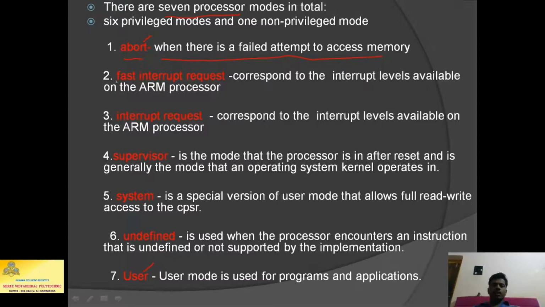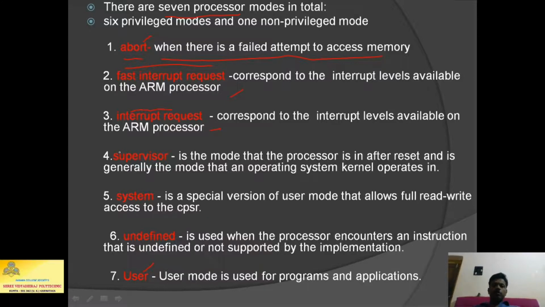Next we have fast interrupt request. FIQ is generally the shortcut, we call it FIQ, fast interrupt request. It corresponds to the interrupt levels available on the ARM processor. The third mode, interrupt request, also corresponds to the same interrupt level available on the ARM. The fast interrupt request and interrupt request almost have the same significance.